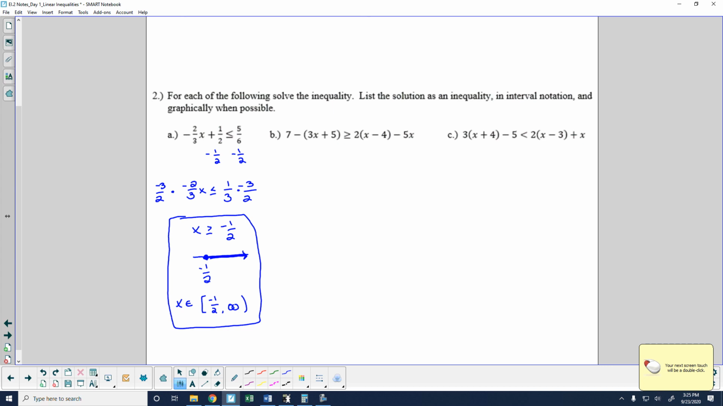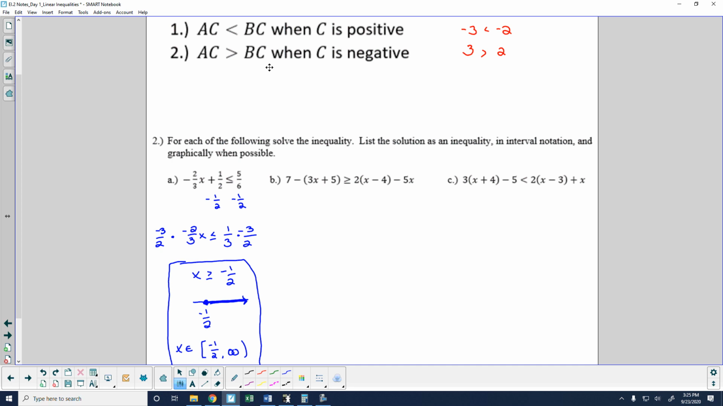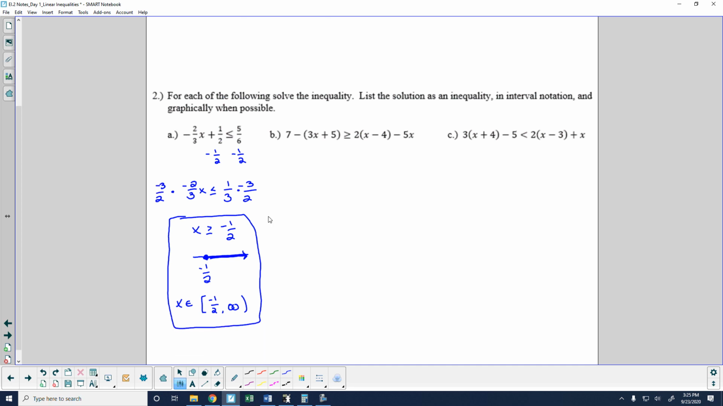And then a parenthesis around infinity because we can never get there. So the solving process is the same as linear equations. How we represent our answer is slightly different. And making sure we account for multiplying by a negative here and changing our inequality is something that is new. Let's take a look at another example.